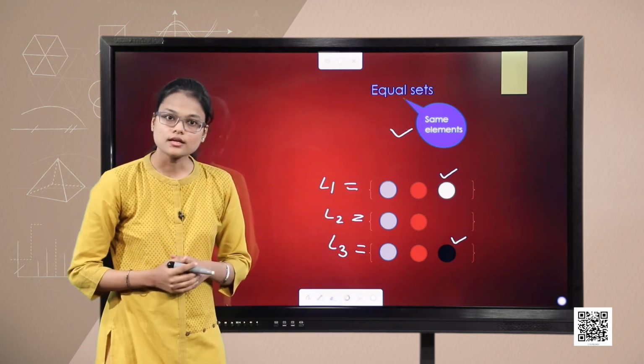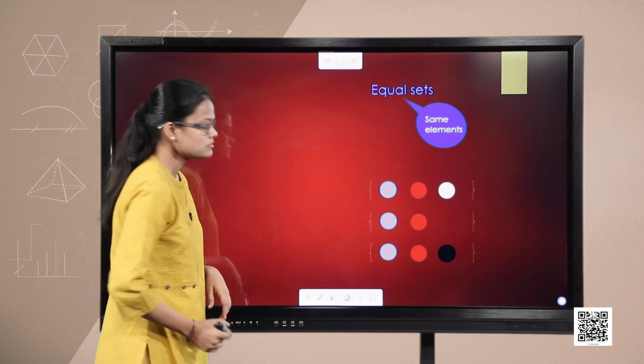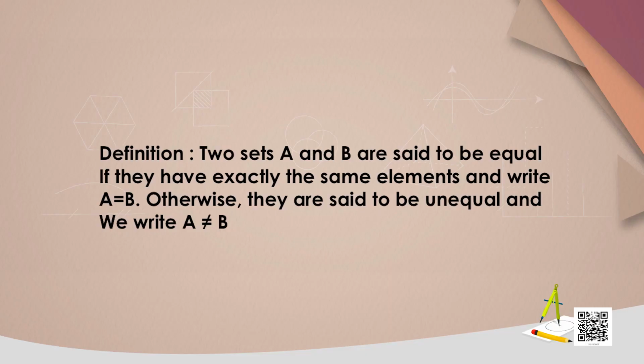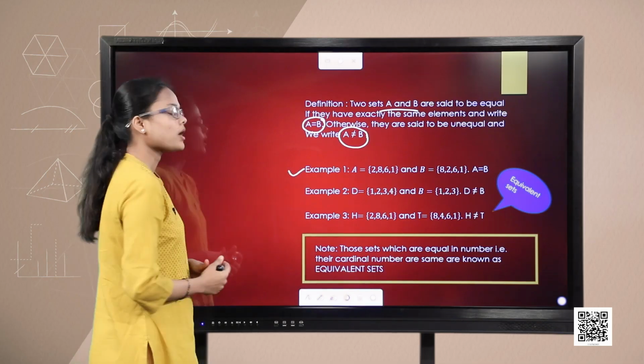So, when can we say the two sets are equal? Let us see the definition. The definition states, two sets A and B are said to be equal if they have the same elements, otherwise they are not equal. When the two sets are equal, we write it as A equal to B, and when they are not equal, we write A not equal to B. Let us take example number 1.